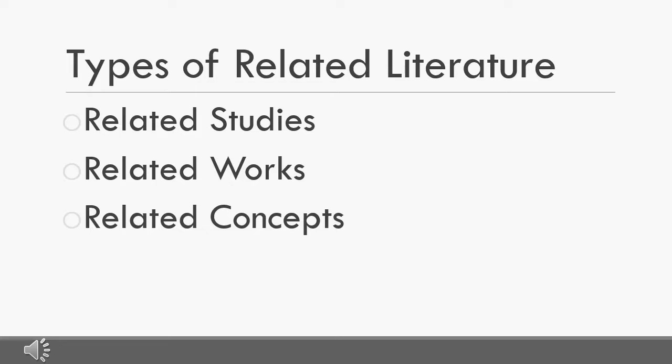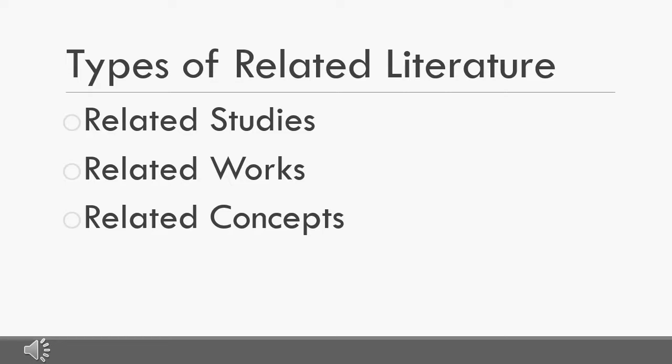In the context of information systems, related studies refer to research outputs with a corresponding paper. It may refer to a research, thesis, or dissertation. It may be published or unpublished, which usually contains the following parts: introduction, related literature, methodology, results, and conclusions.